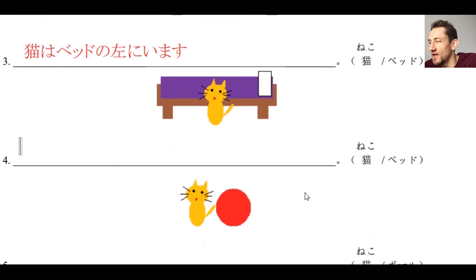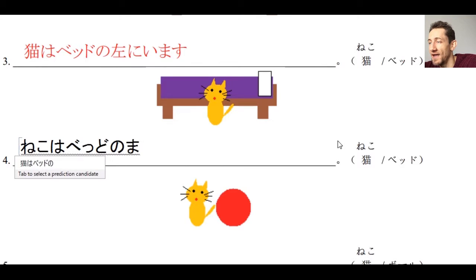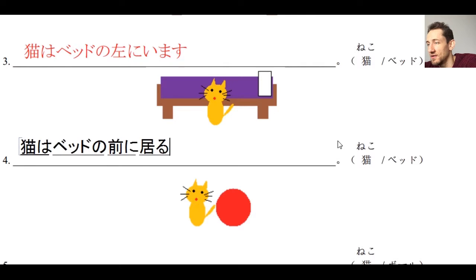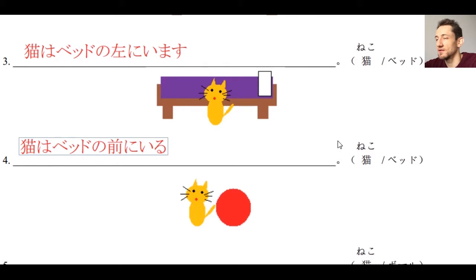And number 4, neko and bed again. Here we have the cat is in front of the bed. Of course, in front would be mae. So we have neko wa beddo no mae ni imasu. Or if we want to say iru, that's fine. Either way, it keeps giving me the kanji. So neko wa beddo no mae ni iru.